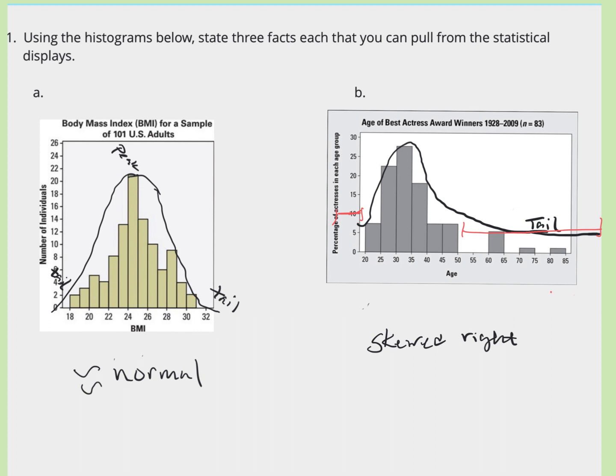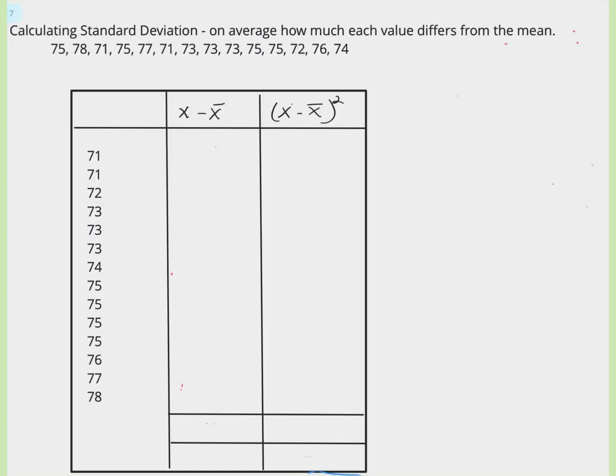What we're going to also move on to is we had talked about the measures of center and the measures of spread. The measures of center that we looked at were our mean, our median, and our mode. And the measures of spread that we have looked at so far have been range and interquartile range. We're going to take a look at something called the standard deviation.